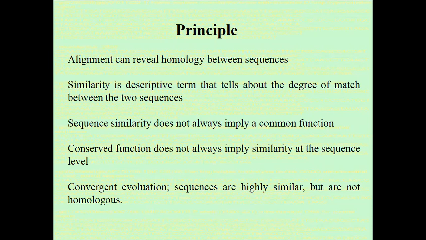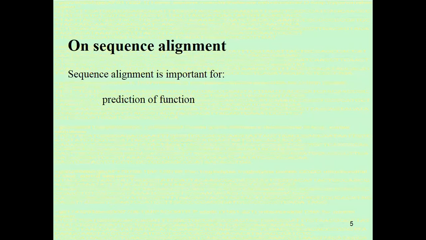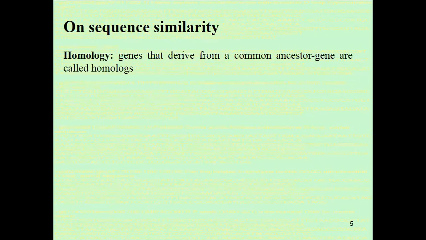So conserved function does not always imply similarity at the sequence level. However, it doesn't apply all the time. Usually similar sequences have similar structures, and similar structures have similar functions. Usually, convergent evolution sequences are highly similar, but are not homologous. Sequence alignment is one of the most important tasks in bioinformatics, as we already discussed. It helps in the prediction of unknown protein functions, database searching, gene finding, sequence divergence, and sequence assembly.